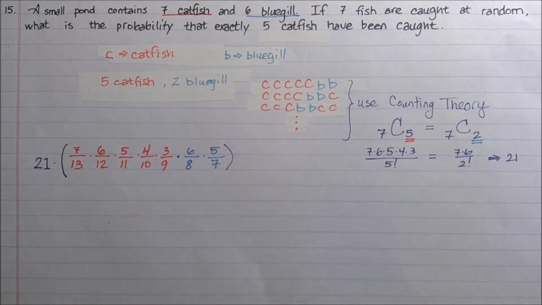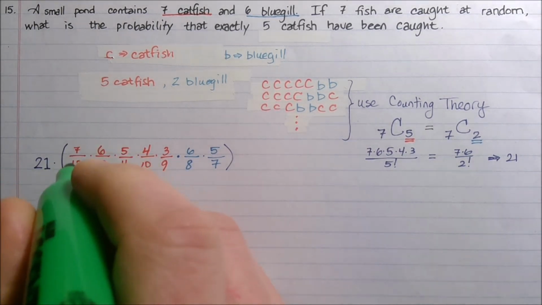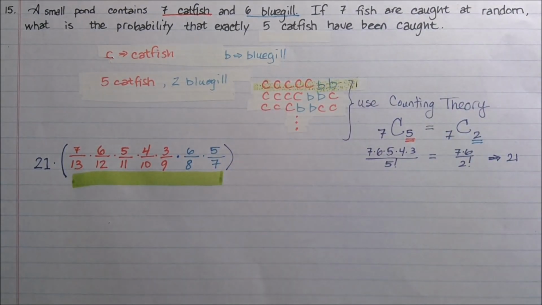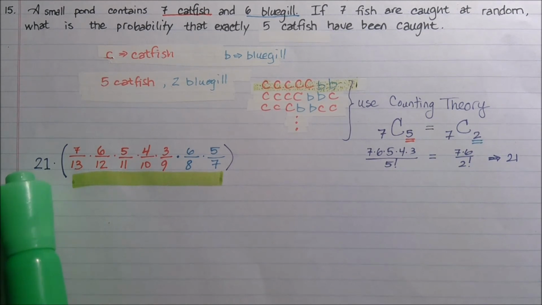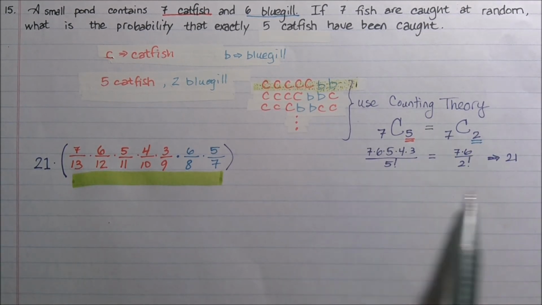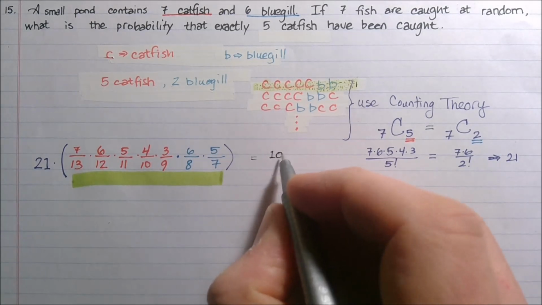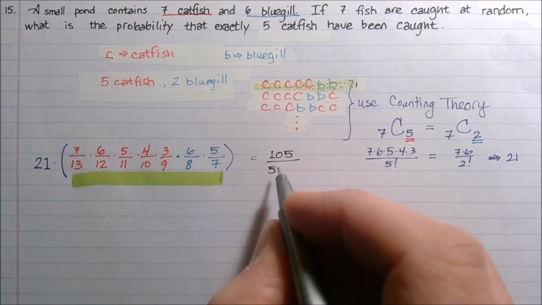So this piece right here that I just did is actually this line. Now, this 21, remember, is accounting for all the different ways that I could line up this 5 catfish, 2 bluegill combo. If you compute all of this, multiply the numerators, multiply the denominators, multiply the whole thing by 21, you'll find that you get the answer of 105 over 572.